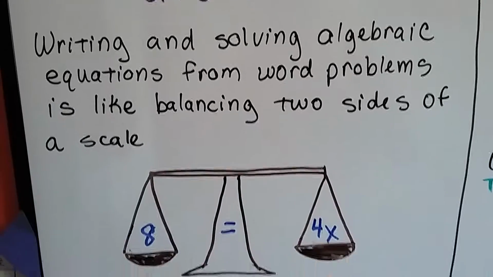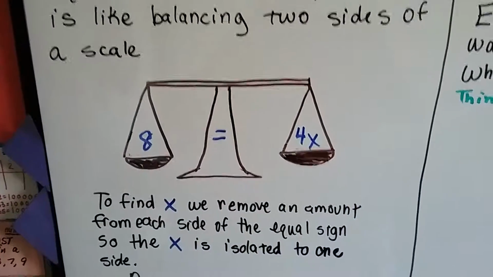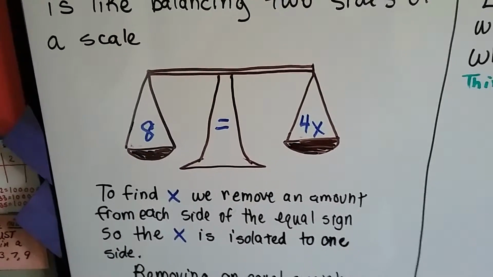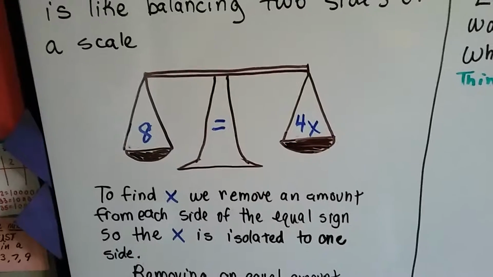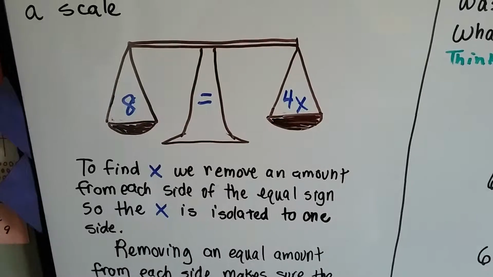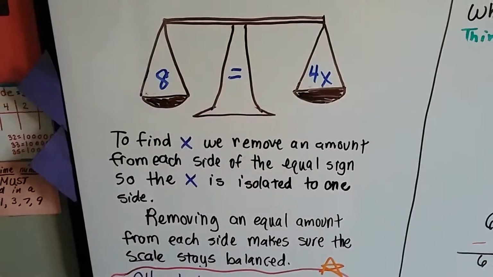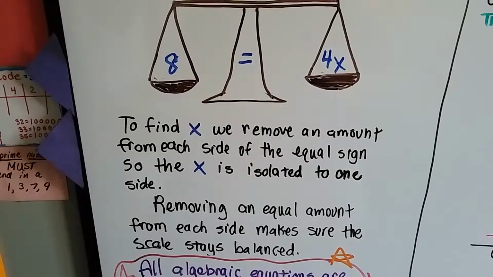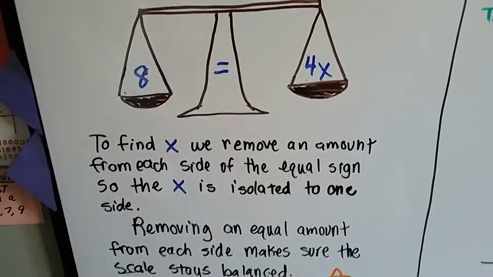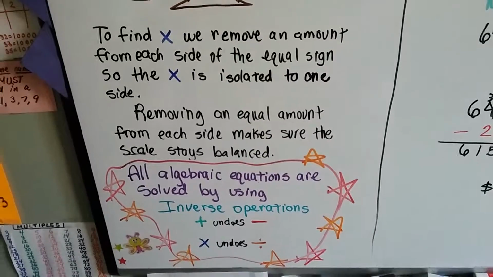Writing and solving algebraic equations from word problems is like balancing two sides of a scale. Look at our scale. We've got 8 on one side, equal sign in the middle, and 4x on the other. And the 4x means 4 times some number. To find x, we remove an amount from each side of the equal sign so that the x is isolated to one side. Removing an equal amount from each side makes sure the scale stays balanced. Well, 4x means 4 times x. See? All algebraic equations are solved by using inverse operations.